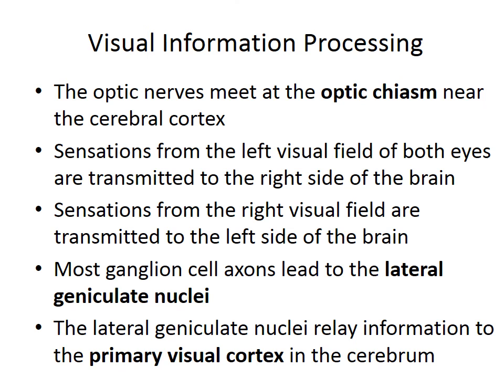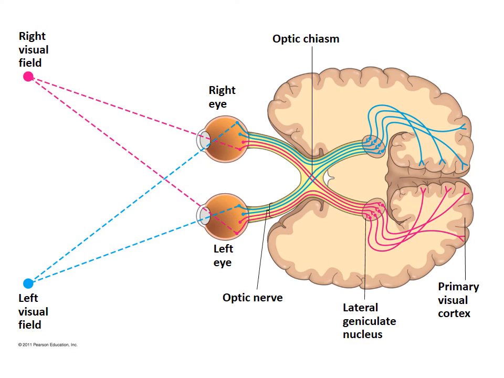Sensations from the left visual field of both eyes are transmitted to the right side of the brain. Sensations from the right visual field are transmitted to the left side of the brain. Most ganglion cell axons lead to the lateral geniculate nuclei, which is in the brain and is responsible for integrating visual information. The lateral geniculate nuclei relay information to the primary visual cortex in the cerebrum. And here's what we're talking about.